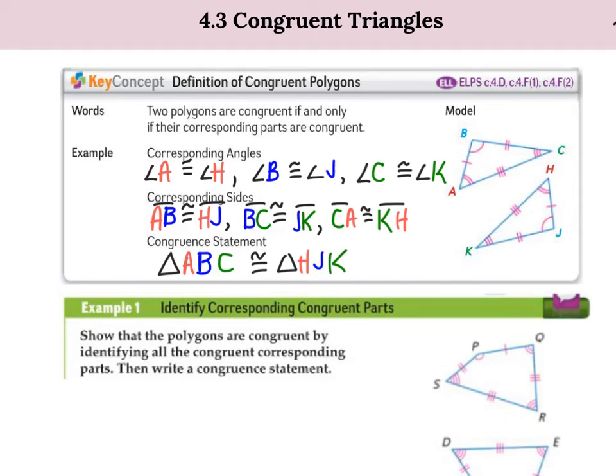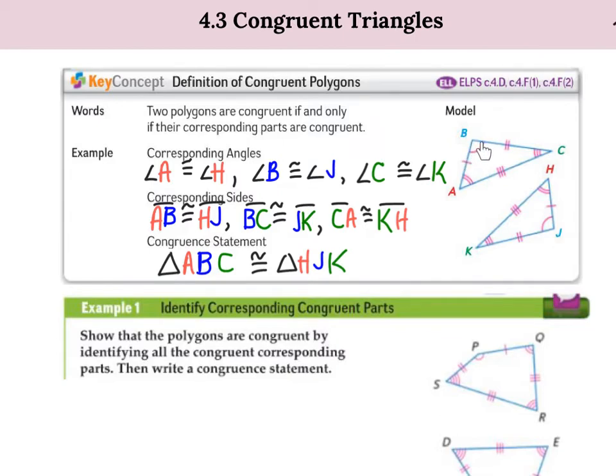Hey guys, so today we're going to be talking about congruent triangles and how two different triangles can be the same or equal to each other. So in our definition of congruent polygons, right up here, it says that two polygons are congruent if and only if their corresponding parts are congruent. A corresponding part is just a part that matches on two different shapes.